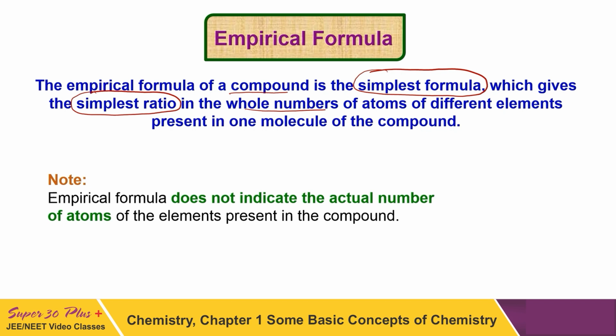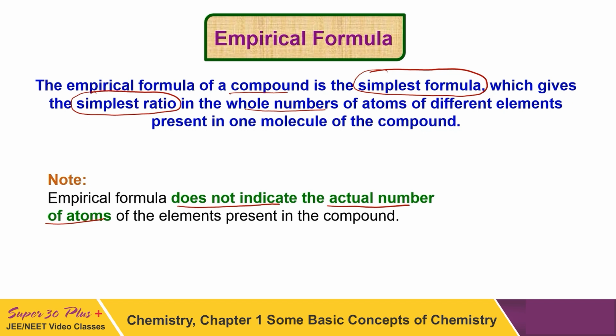And it is a point to remember, always remember that the empirical formula does not indicate the actual number of atoms. It gives the simplest ratio of atoms. It is not equal to the actual number of atoms. The actual number of atoms might be something different.